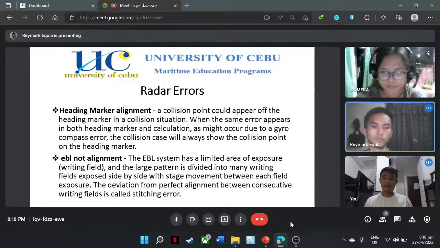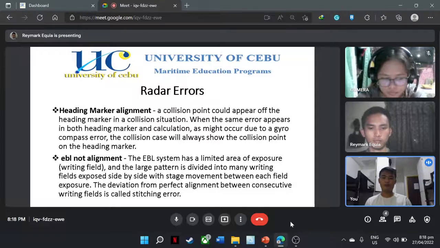The second is the EBL alignment. The EBL system has a limited area of exposure, the writing field, and the large pattern is divided into many writing fields exposed side by side with stage movement between each field exposure. The deviation from perfect alignment between consecutive writing fields is called stitching error. Next slide.